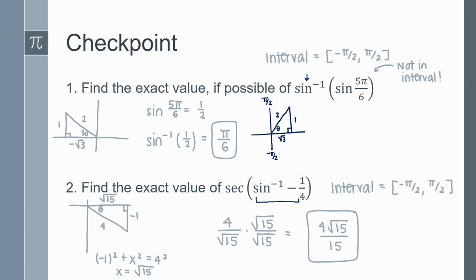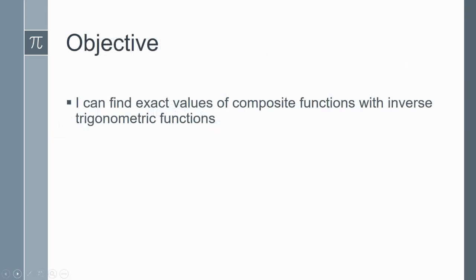Now that I have all of those sides, I'm thinking about secant. Remember, secant relates to cosine. Cosine is adjacent over hypotenuse, so I wanted hypotenuse over adjacent. 4 is the hypotenuse, the square root of 15 is the adjacent. I had to rationalize it to get my final answer. Okay, so that's us finding exact values of composite functions with inverse trig functions.